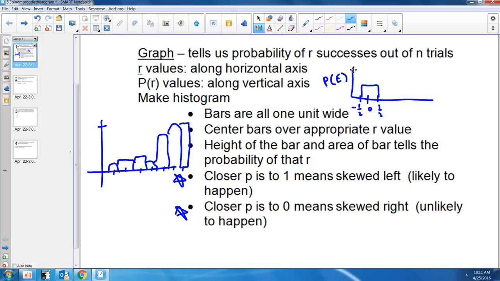So the closer the probability is to 1, the more skewed it is to the left. The closer the probability is to 0 means it's going to be skewed to the right. And also you can see that the area under the curve, if this is a length of 1, and this is the probability over here, this area right here is going to represent the probability, because 1 times the probability gives you the area. And you also know that the area of all these added up is going to equal 1.